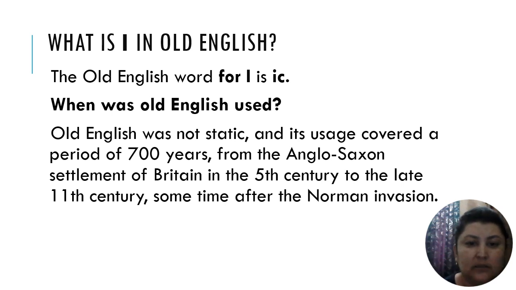What is I in Old English? The Old English word for I is ic. When was Old English used? Old English was not static, and its usage covers a period of 700 years, from the Anglo-Saxon settlement of Britain in the 5th century to the late 11th century, some time after the Norman invasion.